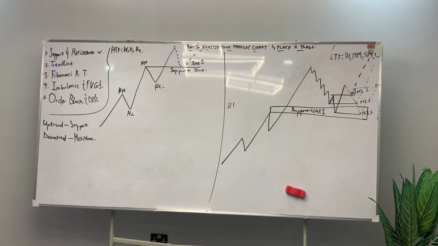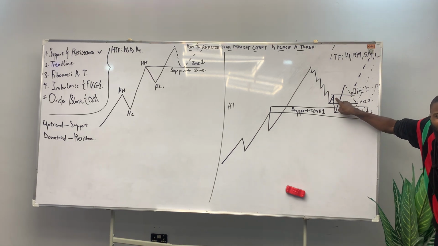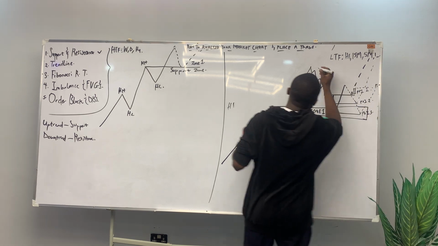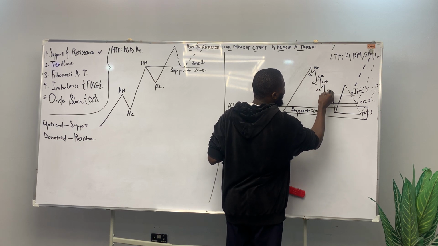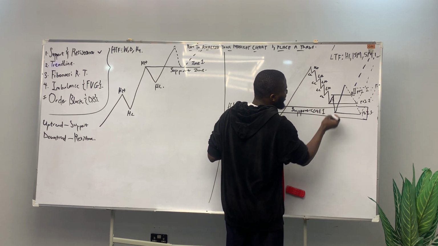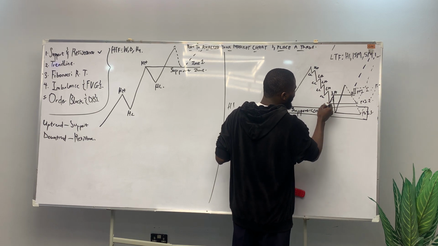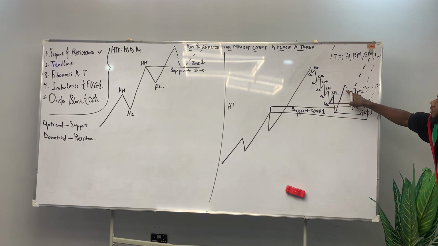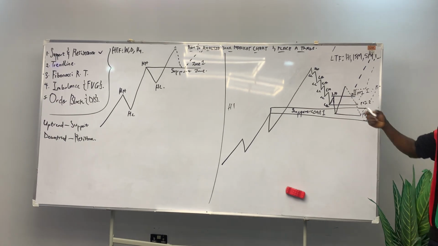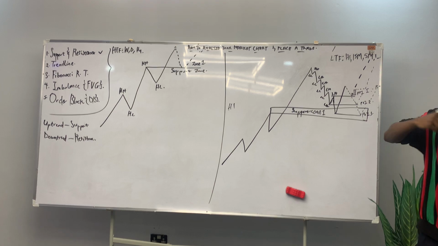So what is the criterion for a downtrend to change to uptrend? It will have to break the lower high. This lower high, lower low, right? So this recent lower high, the market will have to break it first. Once it breaks it, it means it has changed to what?